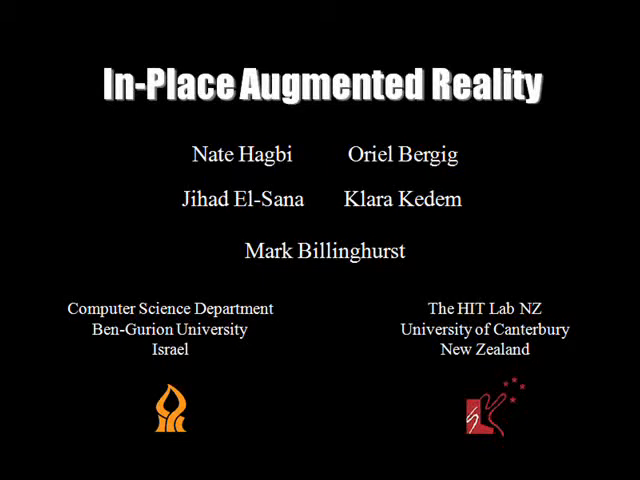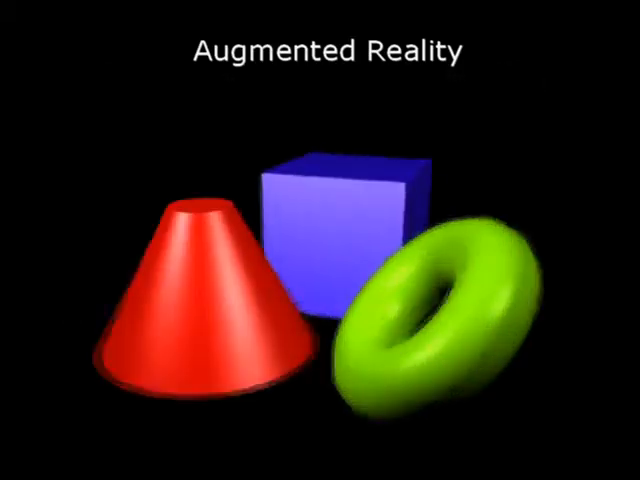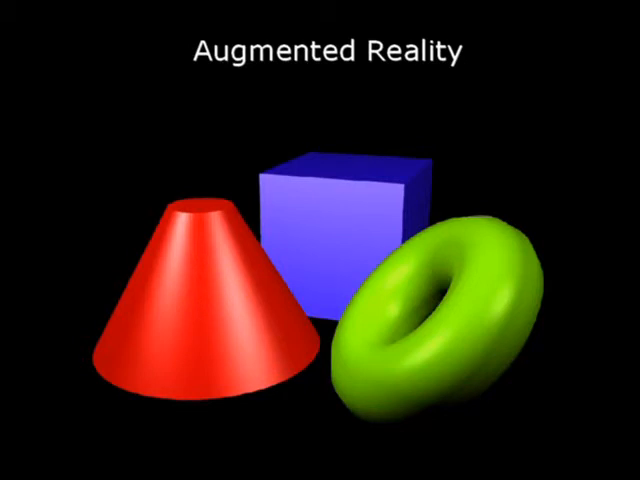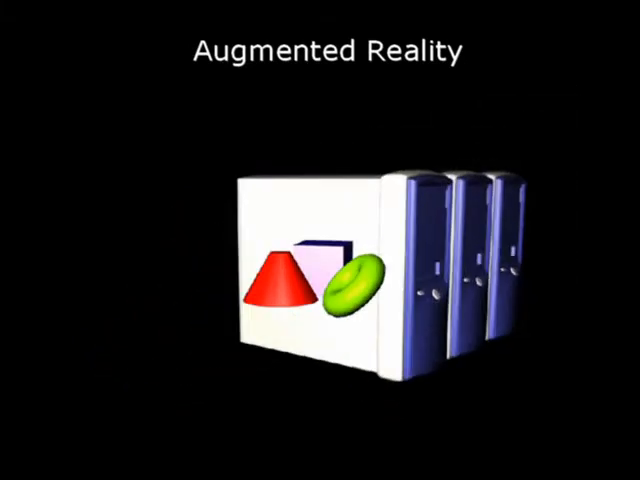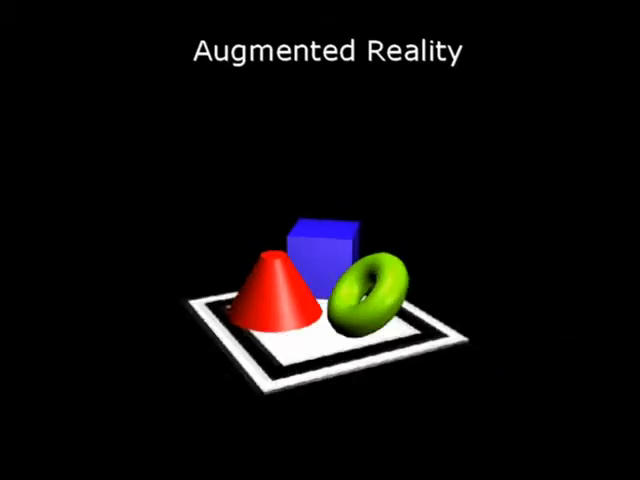In this video clip, we present in-place augmented reality, a new way for storing and retrieving augmented reality models. The details are given in the paper, while here we focus on describing the general approach and some examples. In augmented reality, virtual models are created by an artist and stored in a database. According to the context, the relevant model is retrieved from the database, registered, and rendered onto the scene.